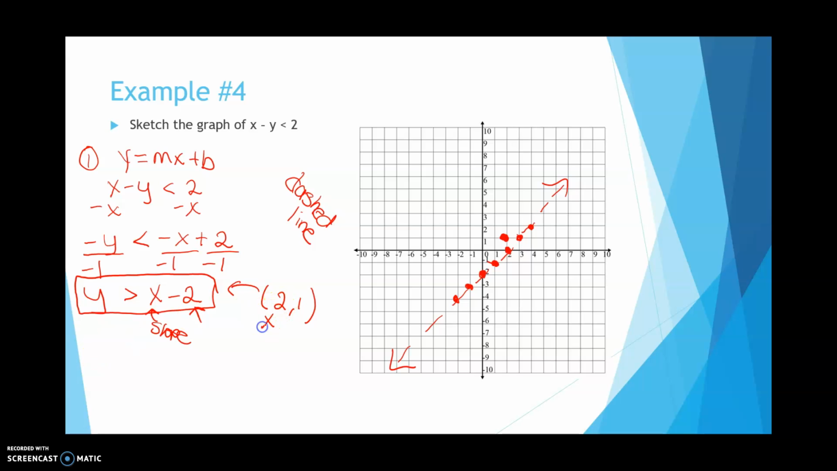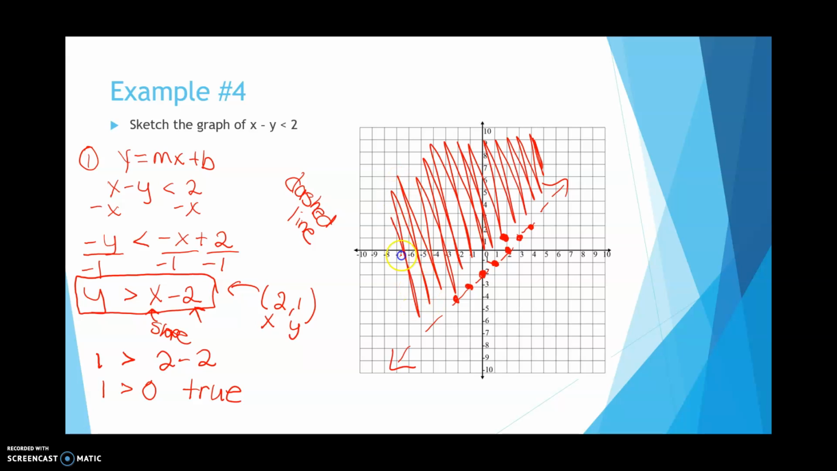So 2 is x, 1 is y. So 1, is that greater than 2 minus 2? 1 greater than 0? Yes. 1 is greater than 0. That is true. So since that ordered pair is true, we're going to be shading above our line here. And that graph with the shaded region is what represents the inequality here.